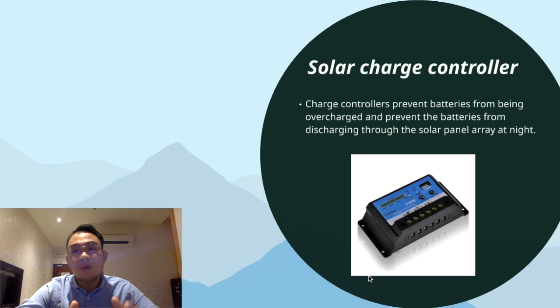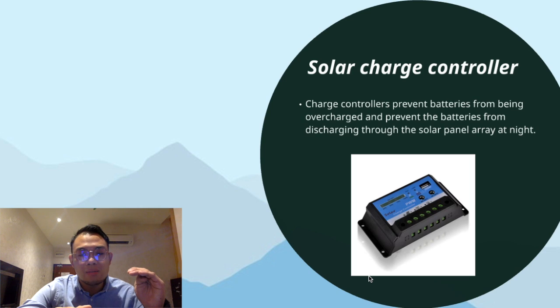Besides that, it also has a lot of functions, for example, prevention of overcharging. A battery has a capacity. When the battery is full, we cannot put more current into it, or else it will burn the battery. This is called overcharge.